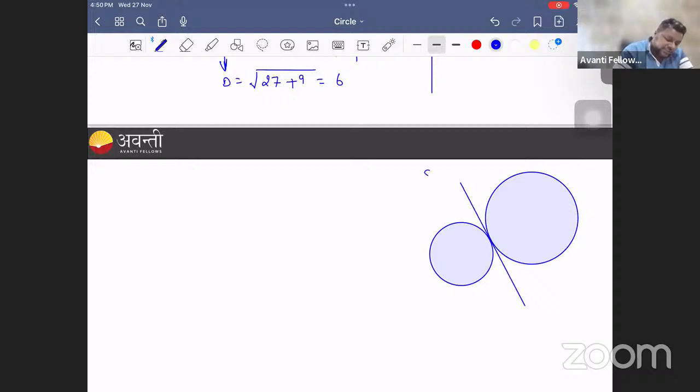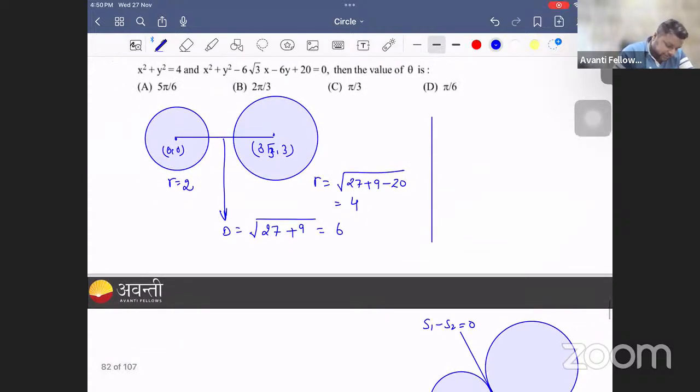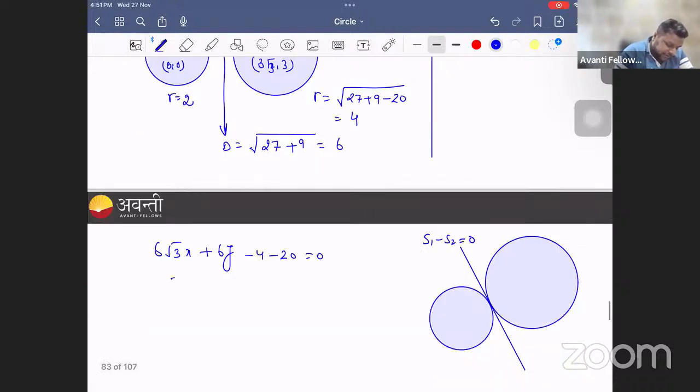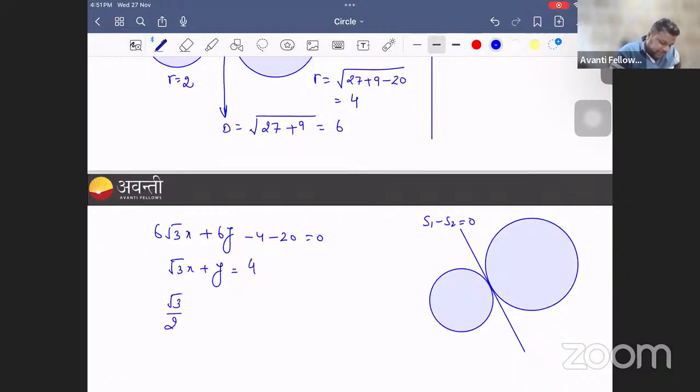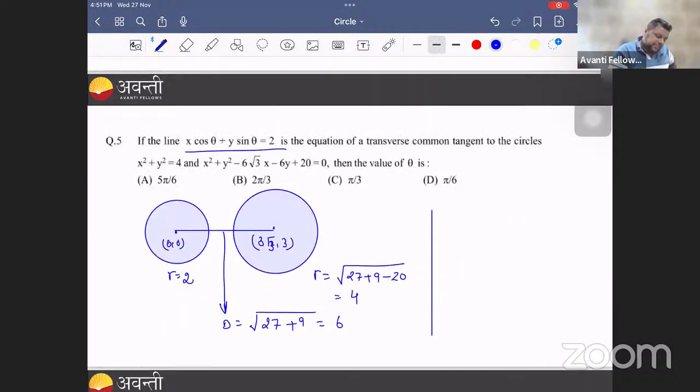So the equation of this is S1 minus S2 equal to 0. So you simply subtract these two circles. So what do you get? 6 root 3x plus 6y minus 4 minus 20 equals to 0. So you get root 3x plus y equals to 4. Am I correct? I divided by 6. 24 by 6 is equal to 4. Correct? Now, they are saying this is equal to 2. So it is root 3 by 2 into x plus 1 by 2 y is equal to 2. Now, if you compare this line with this line, what do you get?